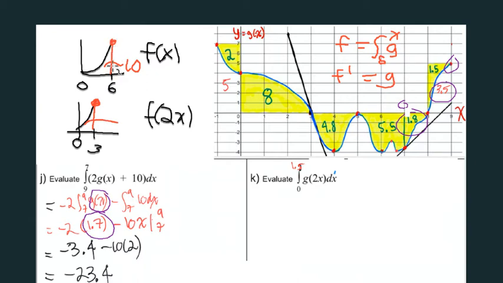Well, if this area in here was 10, what would this area have to be? The height is the same, it's the width that changes, and area is just base times height. So this area would have to be 5. It'd be half as big.